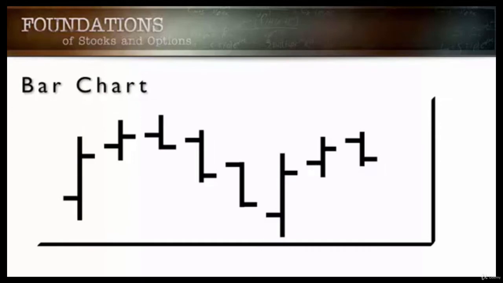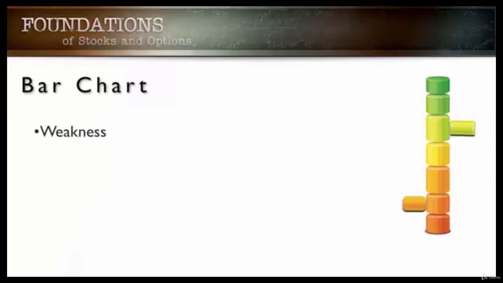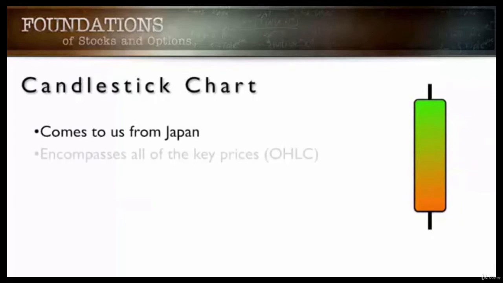You get all that information there, but there is a little bit of challenge. If I put a real screen on here, one that's been generated from the computer, you're going to notice that it gets a little bit difficult to read. I mean, how do you tell if you've got a higher close or lower close? Those little hash marks get really, really small. And so that's the challenge that we've got with the bar chart. The weakness is you get a lot of bars, they get really confusing, and after a while they kind of start to run together. So that brings us to our third view, which we call the candlestick view.